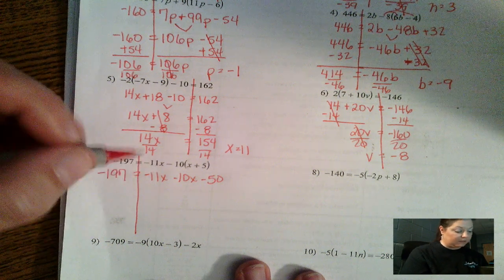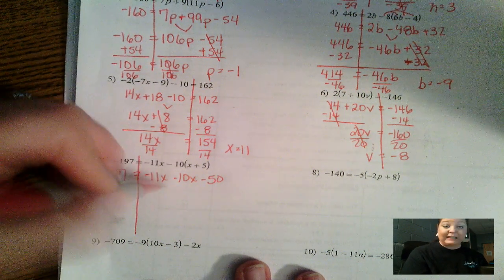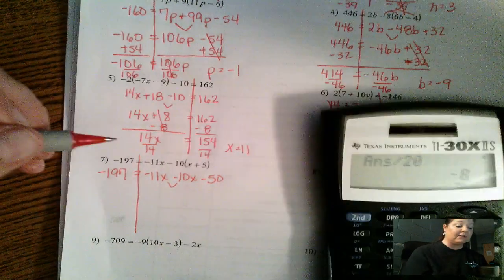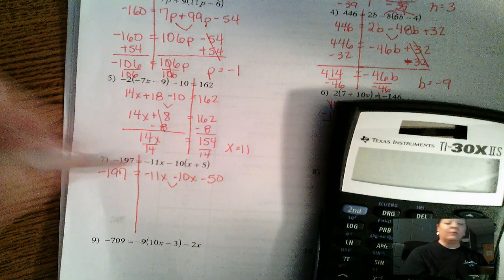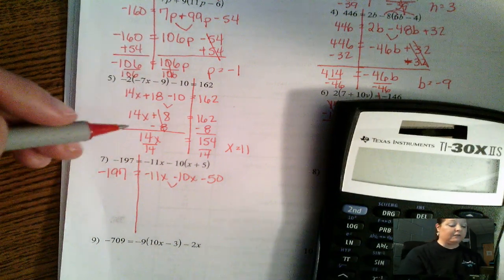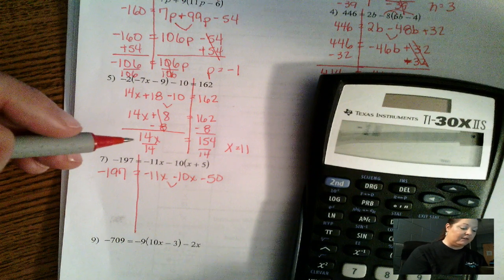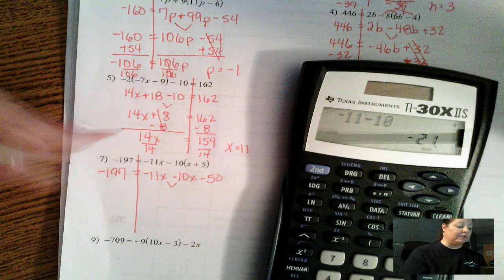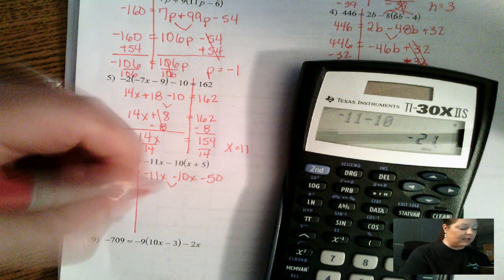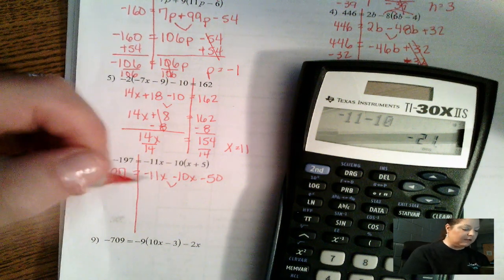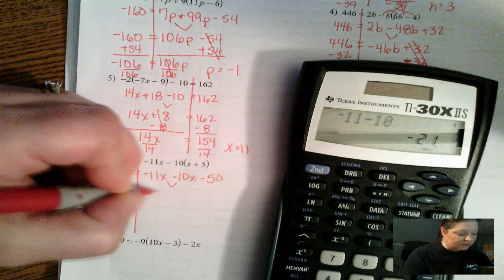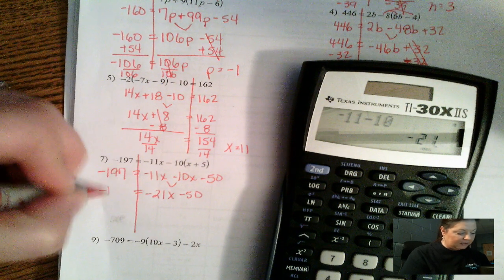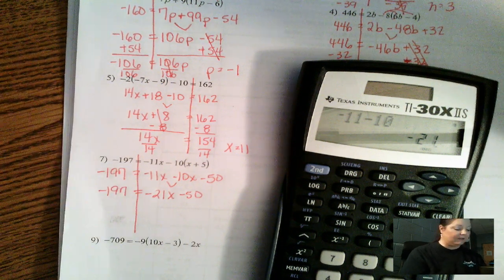Now, we are going to combine our variables. So we have negative 11 minus 10. Go ahead and put this in your calculator, because I don't want you to think that's 1. It's not going to be negative 1, okay? So you're going to say negative 11, minus 10, and you actually get negative 21, because remember, you have the two negatives there. So you're going negative 11 and negative 10 more. So negative 21x minus 50, and then bring down your negative 197, okay?